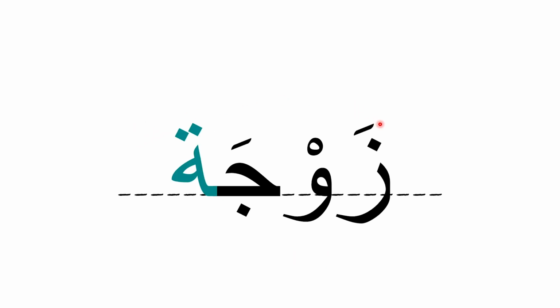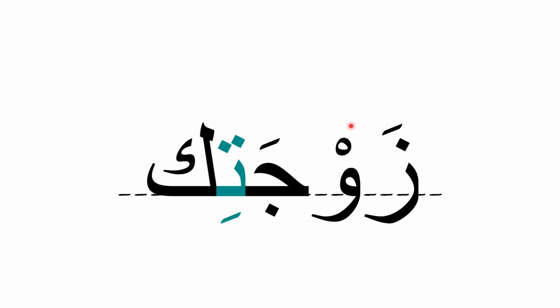Next one, I have zawja, which means a wife. If I want to say your wife, I would say zawjatik. And remember, the ta marbuta turns into a regular T, zawjatik.